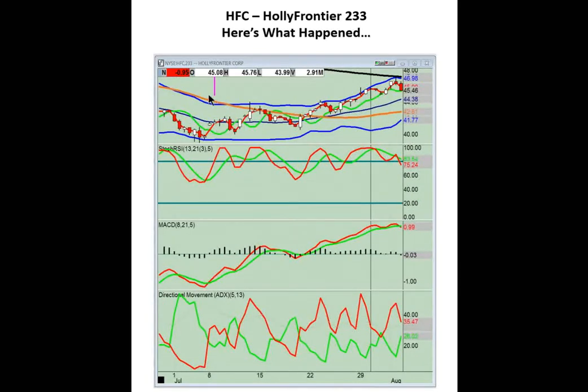Right here was my entry point. This is back to the 233. You can see I got in, it pulled back a little bit here, and then it took off. If my plan when I first got in the trade was to get out, remember I said on the exit rules, you can get out when the 2 and 3 cross going against you. If that was your plan before getting in, then you would have got shaken out right here.